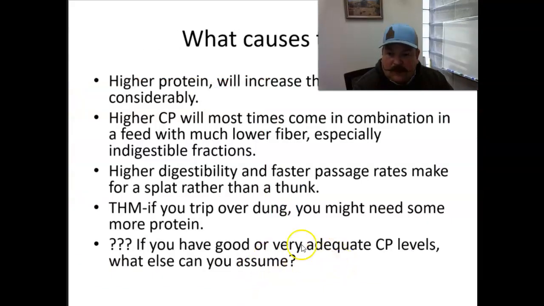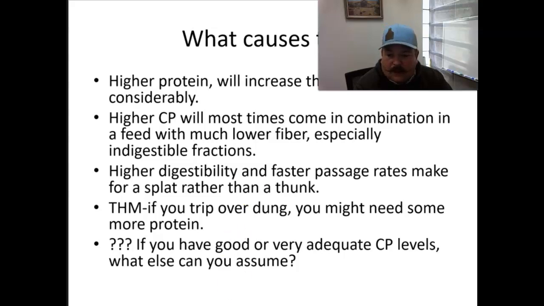Okay. Yeah, higher crude protein will most of the time come in combination with a feed that's lower in fiber. That makes a whole lot of sense, right? So if I'm putting something in front of them that has very high protein scores, I can make an inference that it is probably pretty high energy and soluble energy at that, which points the finger directly away from those heavy-duty fibers. So higher digestibility and faster passage rates makes for a splat rather than a thunk. So the take-home there is, if you start tripping over cow shit out in the field, you might want to think about supplementing a little bit of protein.